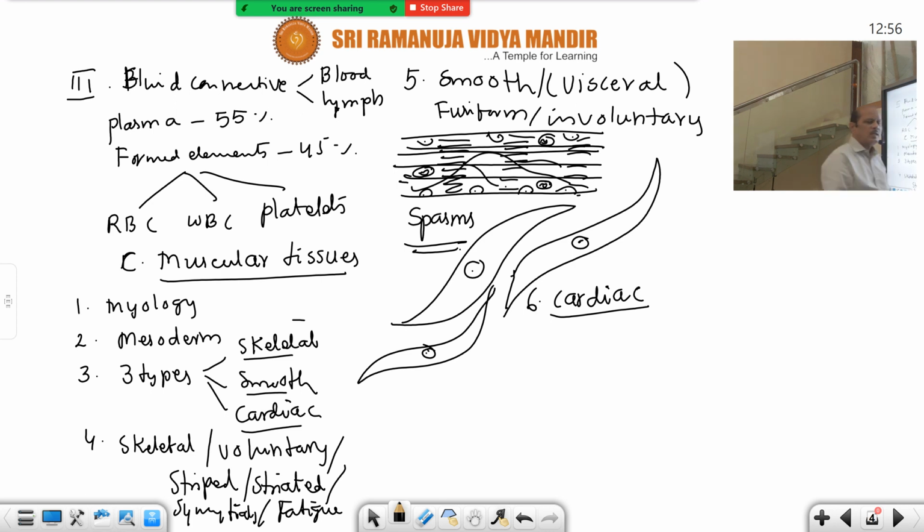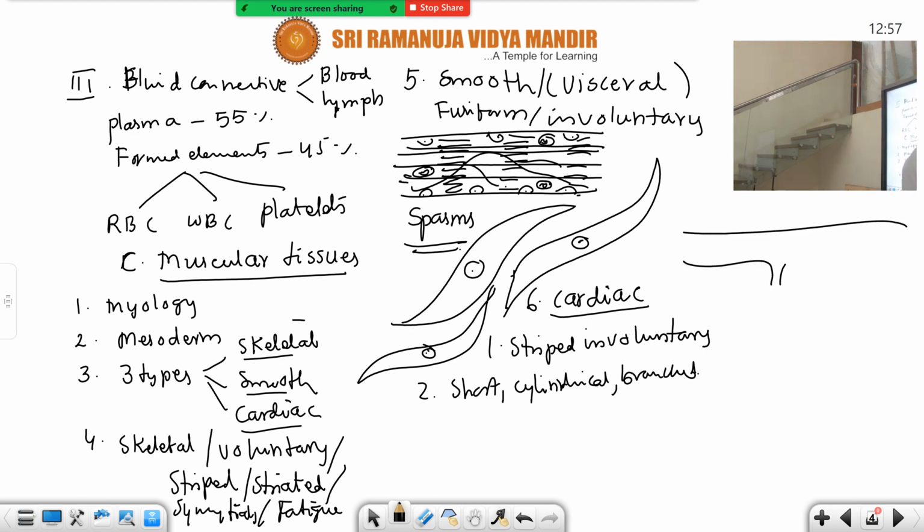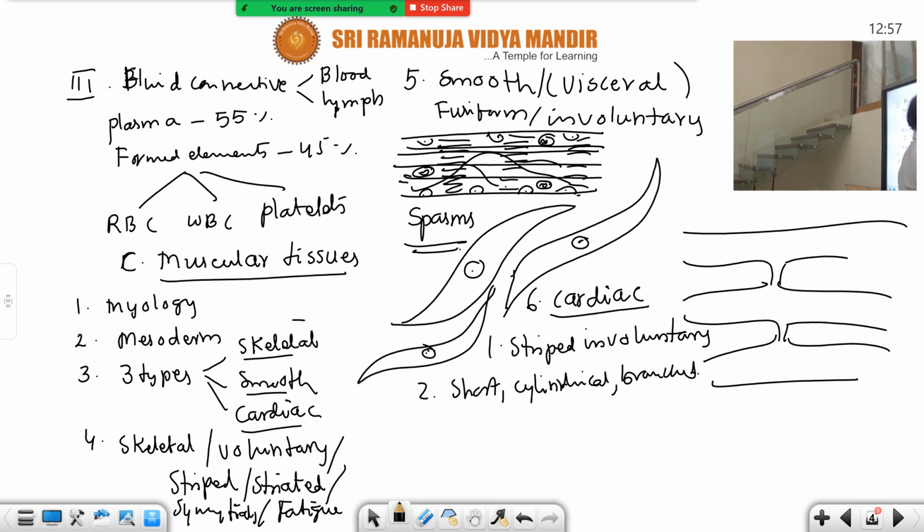Cardiac muscles are striped muscles. You can also say striped involuntary muscles. Better you say like that. Striped involuntary muscles or striated involuntary muscles are the cardiac muscles. These are short, cylindrical and branched muscles. If you see the diagram, you can see those branches like this. This is a branch. So here this is again a branch. Like this they are. At their junctions where the branch occurs, dark lines are present.